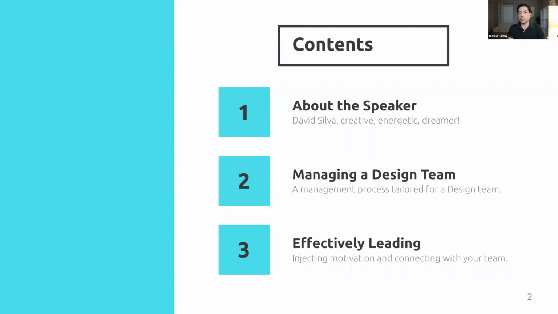So today's presentation is going to be divided in three sections. I'm going to start by telling you a little bit about myself, my education and my work experience. Then we're going to talk about managing a design team, and this is from an actual management point of view. We'll discuss some processes and tools, and then we're going to discuss effectively leading a design team, which focuses more on the personal side of things and how to help your designers thrive. So let's start.